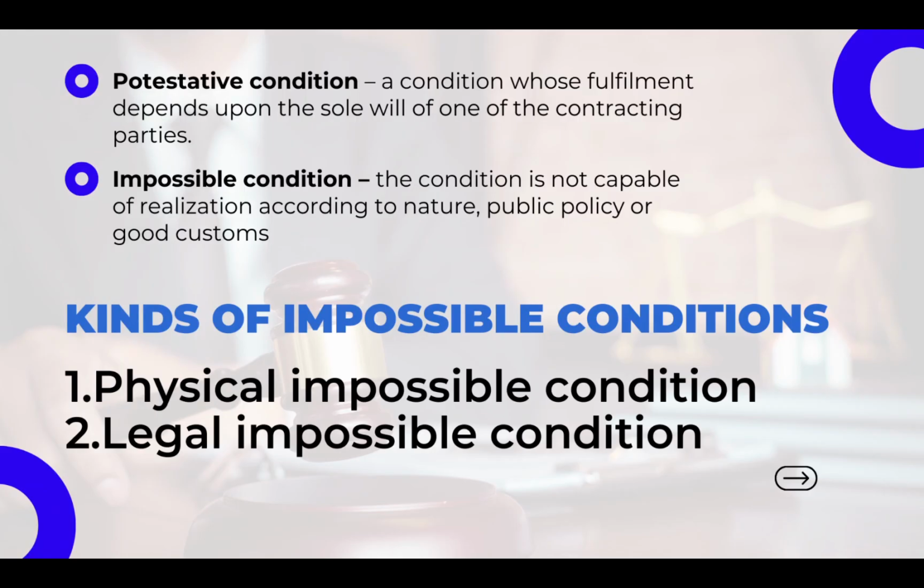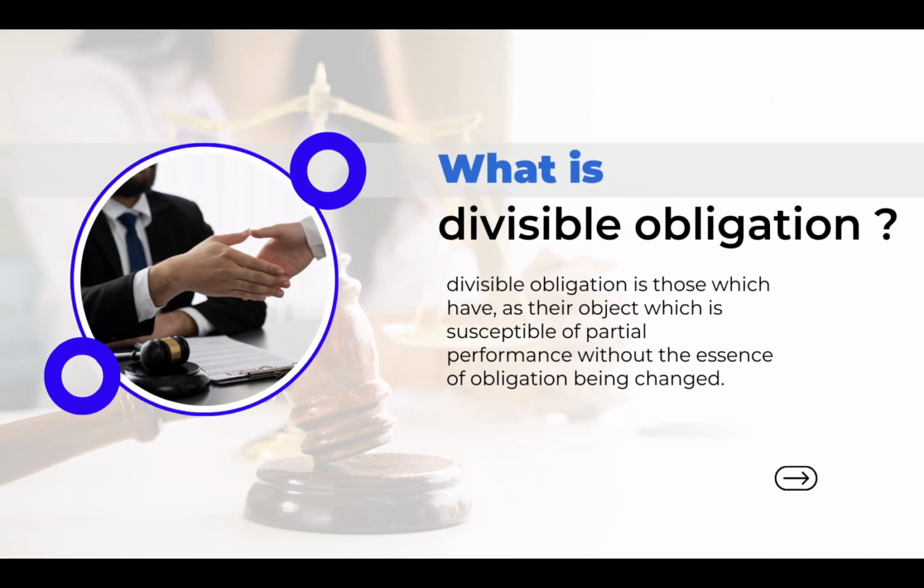Okay? Now, potestative condition, napag-usapan na natin kanina. A condition whose fulfillment depends upon the sole will of one of the contracting parties. Impossible condition, the condition is not capable of realization according to law, nature, public policy, or good customs and public morals. Actually, kasama dyan. Ano ba yung mga kinds of impossible conditions? Physical impossible condition and legal impossible condition. Okay, yan yung mga different kinds of conditions dun sa part na yan.